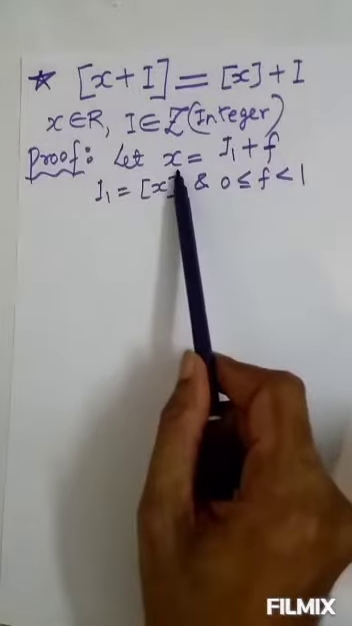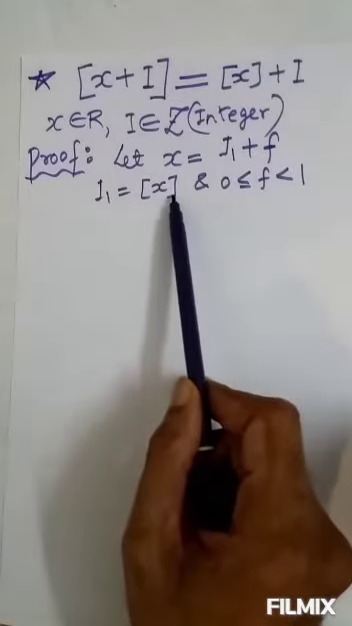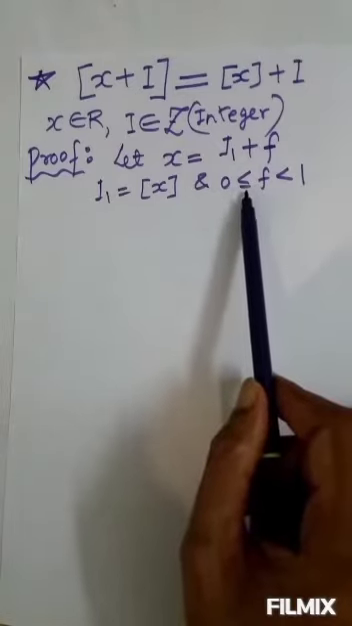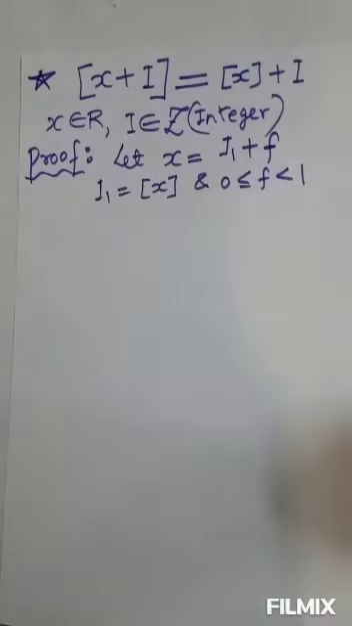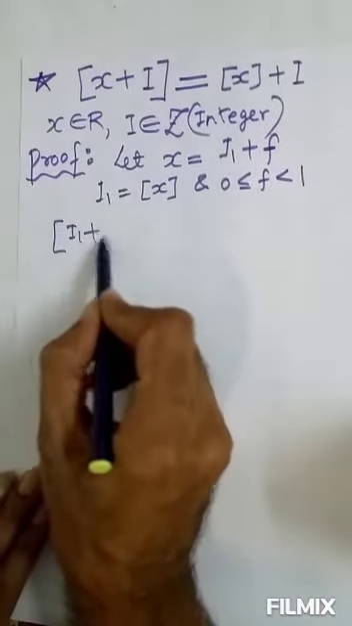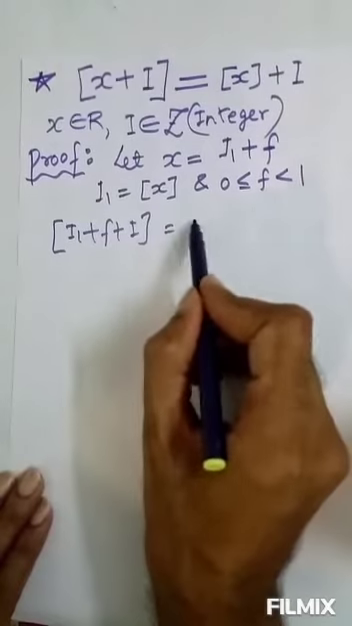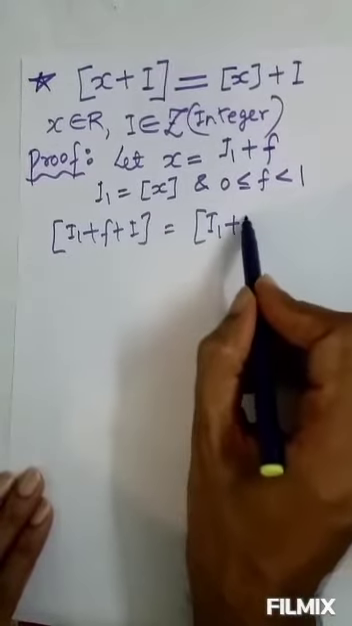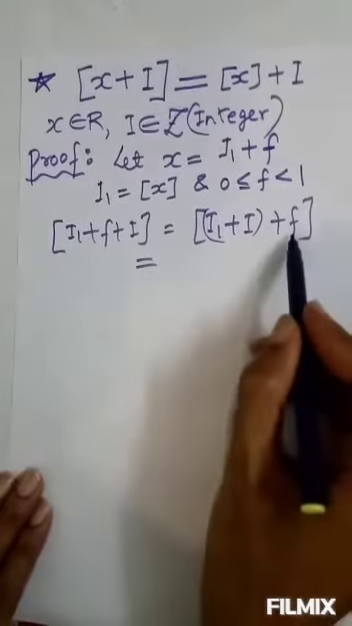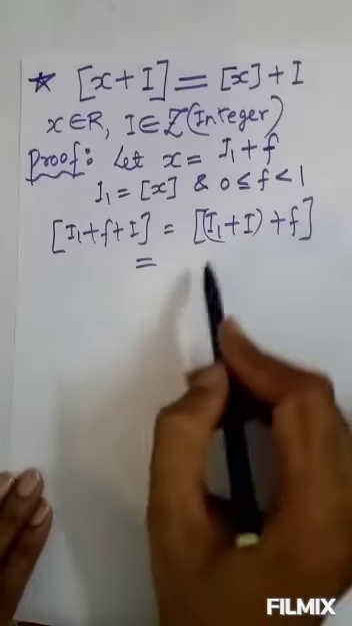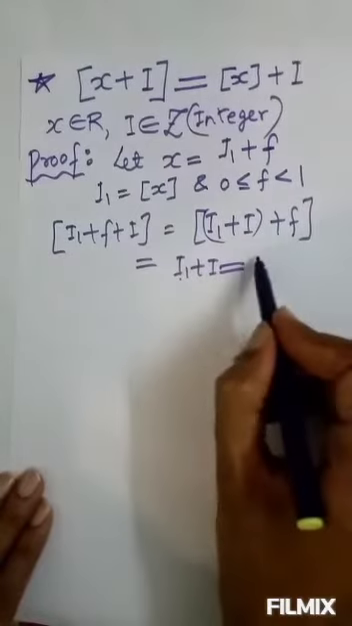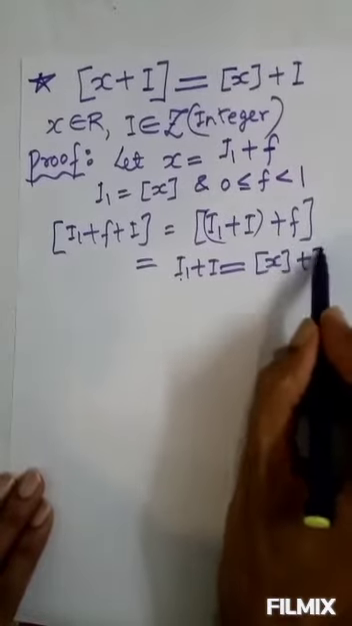We'll assume x is equal to I1 plus f, where I1 is the integral part, or greatest integral part, and f is as usual the fractional part, between 0 and 1. Now we'll substitute it here. So x plus I becomes I1 plus f plus I, which gives us I1 plus I plus f. Since f is a fraction, the integral value of this would be I1 plus I, but I1 is greatest integer of x, so that's how it is proved.